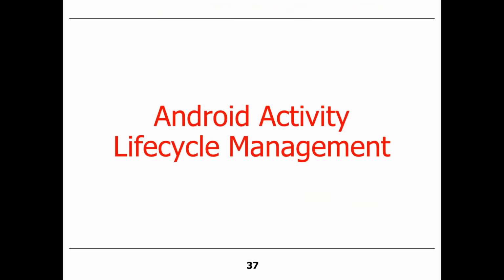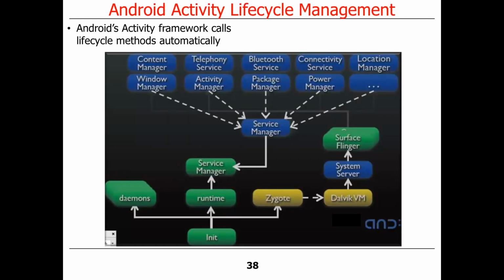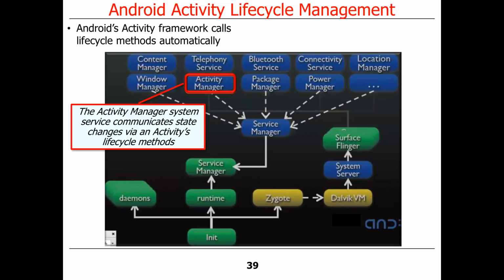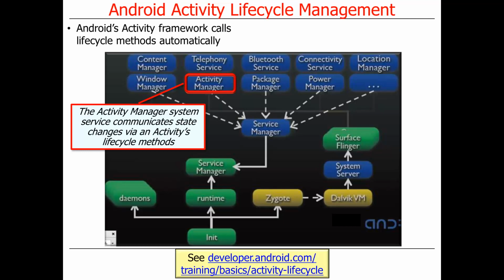OK. Let's next talk about lifecycle management. So Android's activity framework calls lifecycle methods automatically, and the secret sauce of this whole thing is a service called the Activity Manager. It's a very powerful service, tens of thousands of lines of code long, very complicated, very cool, and does a lot of interesting things. It's the heavy lifter for all the components, not just the activity. It works for a lot of different stuff. Basically, it communicates state changes to components, including activities, by calling their lifecycle methods.